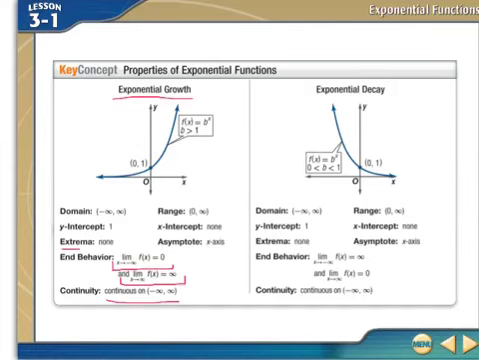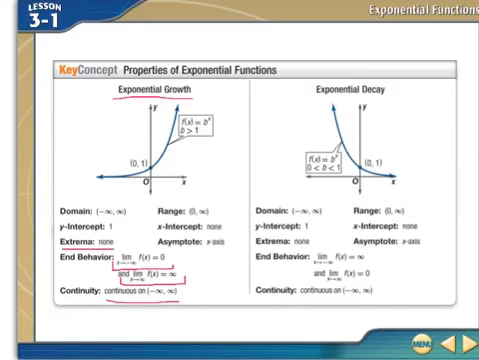Now, we don't have any extrema here. Extrema, I'm talking about maximums or minimums, because the graph increases infinitely and never actually has a low point either. So it never has an absolute maximum or an absolute minimum. So we would say no extrema, or none.